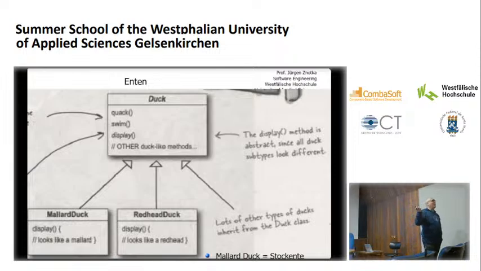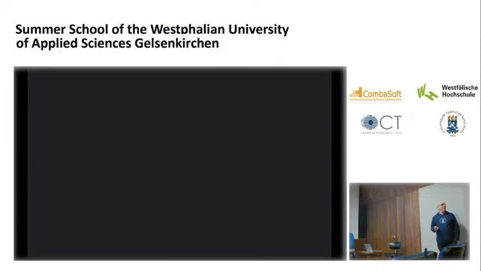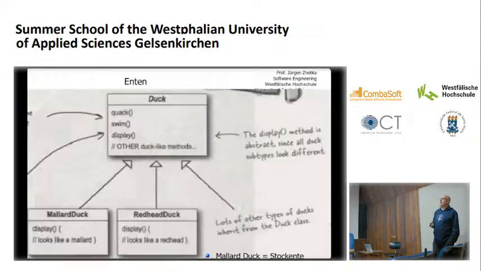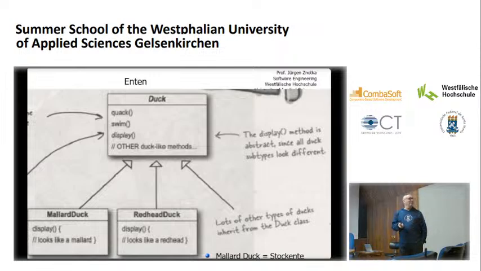Then you have two different ducks, a mallard duck and a red-head duck. Typical ducks swimming around in our European lakes. And you have to override the display method because a mallard duck looks different than a red-head. So this is a simple implementation of this duck problem. At the end, you can show on your screen a mallard duck and a red-head duck. Okay, we will exchange that.